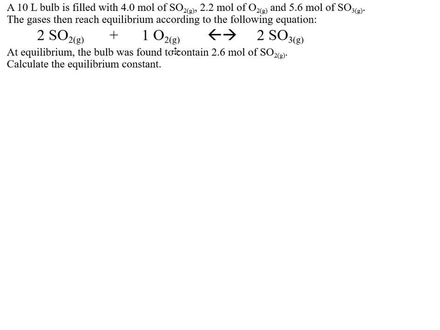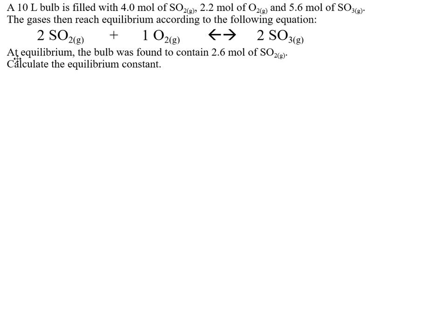Okay, again, let's read to see if we need an ice table or not. A 10-liter bulb is filled with 4.0 moles of sulfur dioxide, 2.2 moles of oxygen gas, and 5.6 moles of sulfur trioxide. The gases then reached equilibrium. This means that these values were initial information. If we have any initial information, we need an ice table.